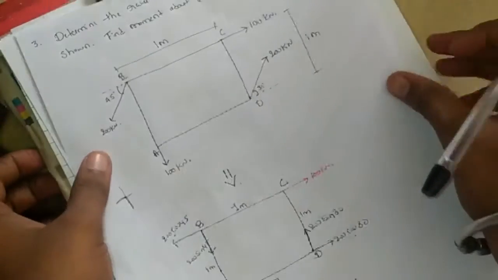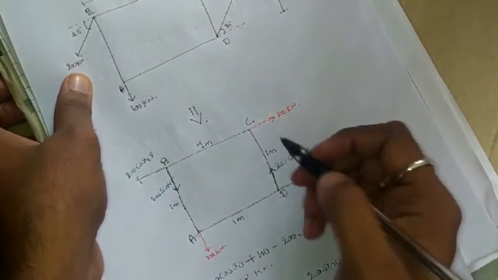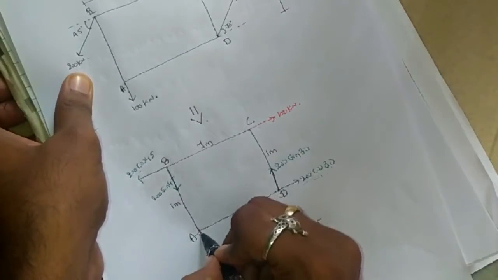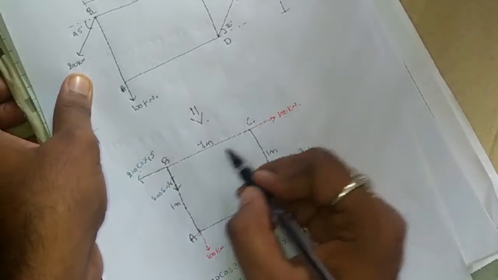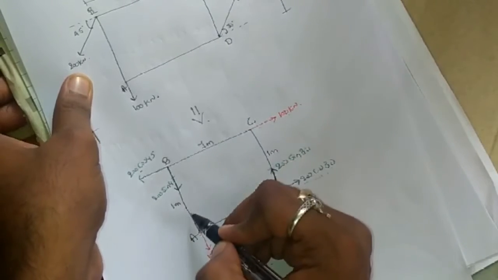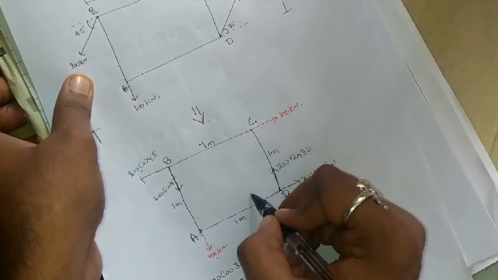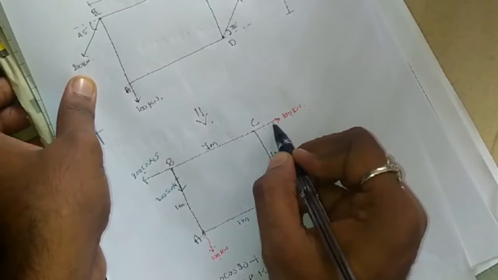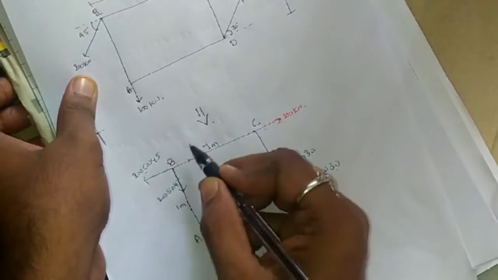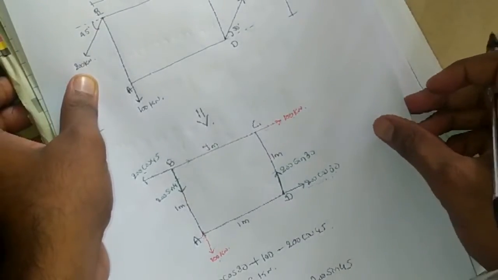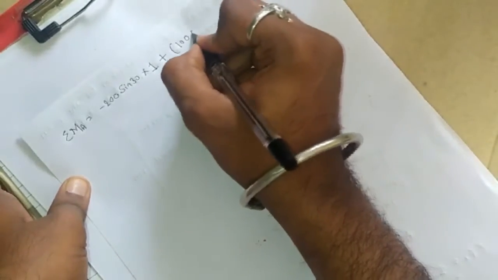Next we'll consider this 100 Newton force, again force into perpendicular distance. To this point, what is the perpendicular distance? If you extend the line of action backwards, you can see the distance is 1 meter. The force is horizontal, so the distance should be vertical: 100 into 1. Is it clockwise or anti-clockwise? From this point to this point along the distance, imagine an arc. You can see it is clockwise. Or you can also assume the force here as an arrow mark, acting like this. It is a plus, acting clockwise. So plus 100 into 1.